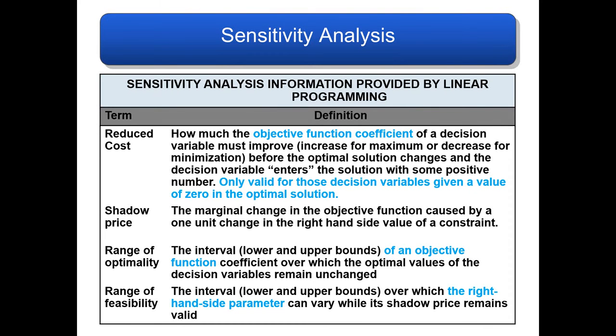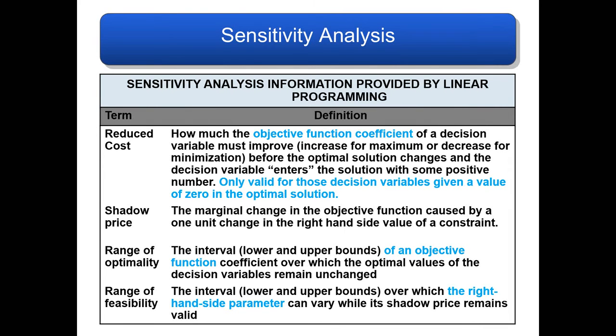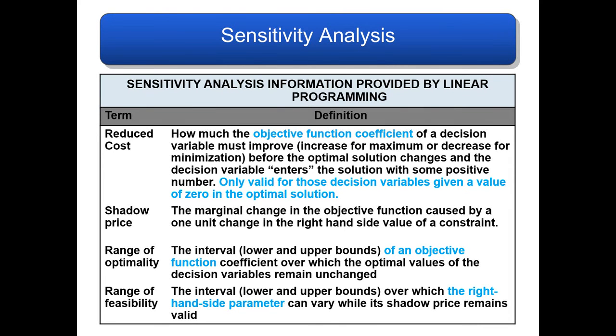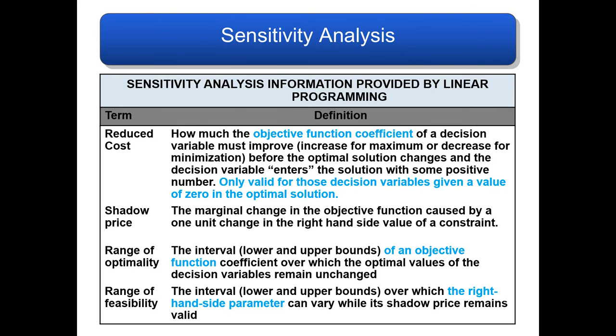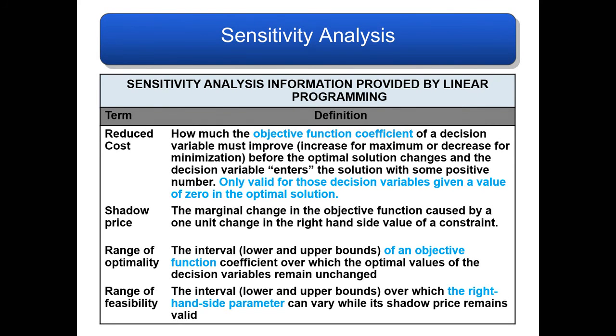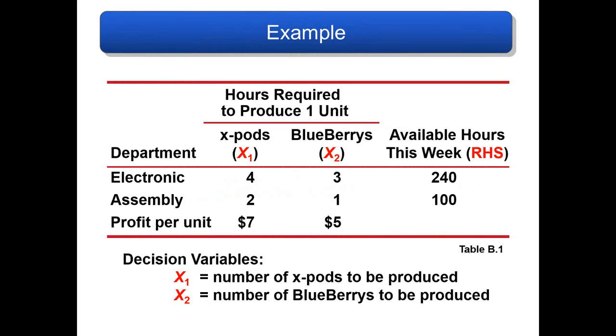Okay, the range of optimality is the interval of the objective function in which the optimal values of the decision variables remain unchanged. So optimality relates to the objective function, and feasibility relates to the constraints. Okay, and again, it's the boundaries of those constraints for which our solution will be valid. Okay, so let's go ahead and look at an example.